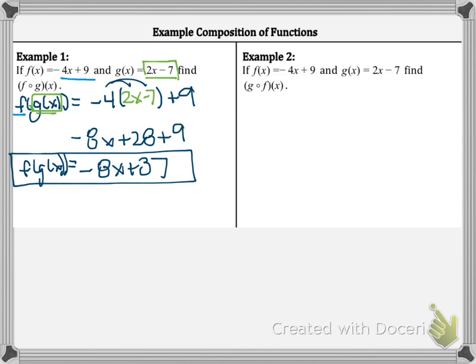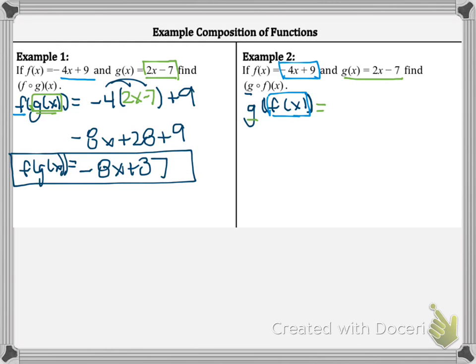Okay, next. We have f(x) = -4x + 9, and g(x) = 2x - 7. So we're using the same exact functions, right? But we're doing it the other direction now. g of f of x. So g gets written first, and then the f is on the inside. So this time, we are taking our f(x) function, and it's going to go inside of the g(x). So let's make that a rectangle. And then g(x) is our function here.